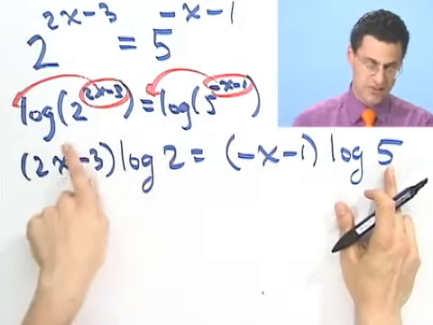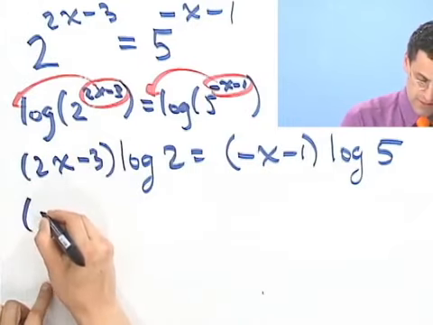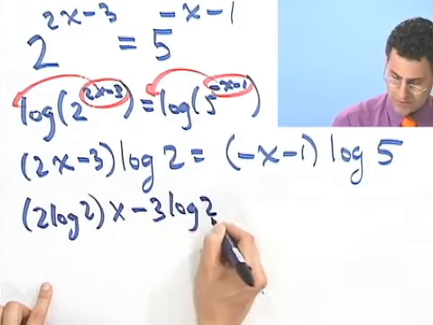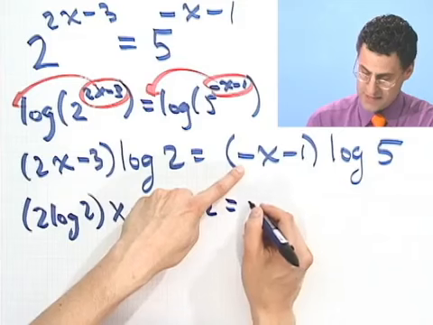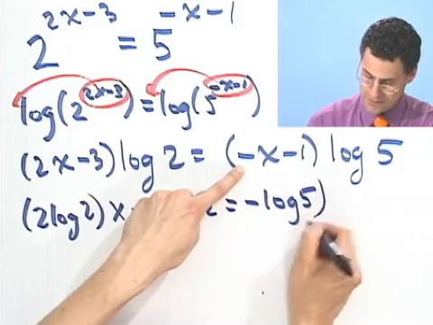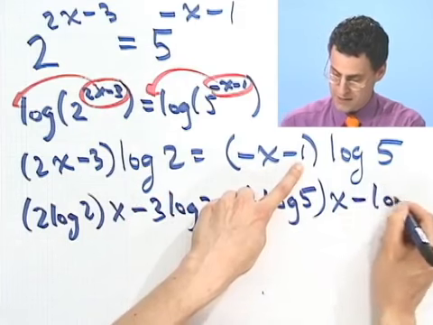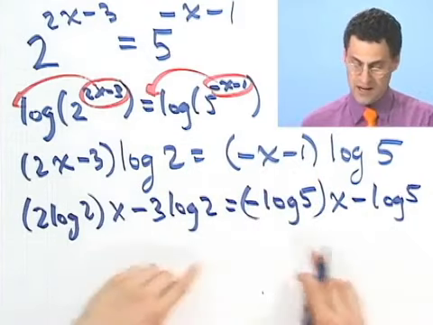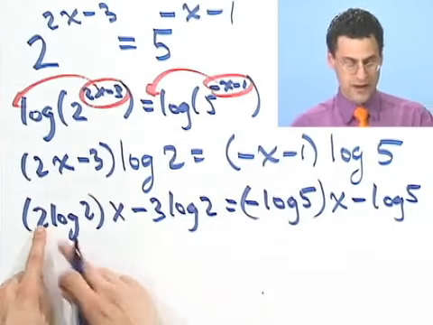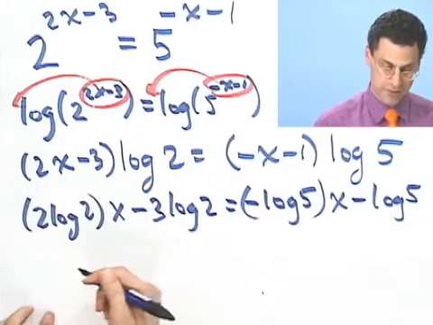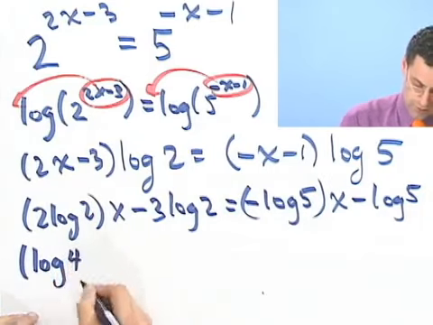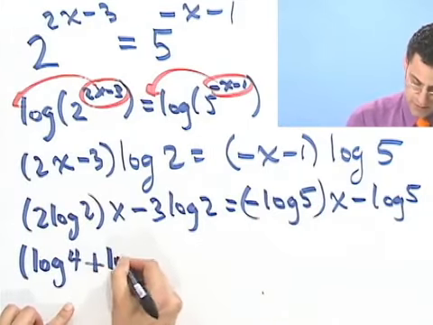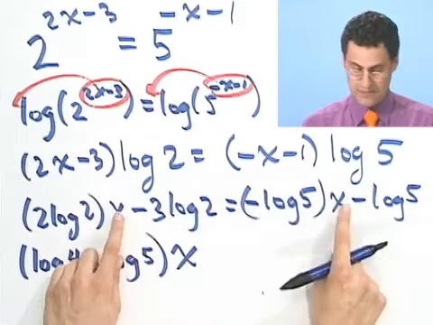So what do I care about? I can distribute these logs, and I'd see 2 log 2 times x minus 3 log 2 equals, here I'd see a minus log 5 times x, and then here I'd see a minus log 5. What can I do now? Well, I can bring this stuff with x's over to this side, so it becomes a plus. This 2 out in front, I can pull up and make it log 2 squared. So I'll just write log of 4, because that's 2 squared. I bring this over, it becomes a plus log 5, and that's all times x. I factored out the x.